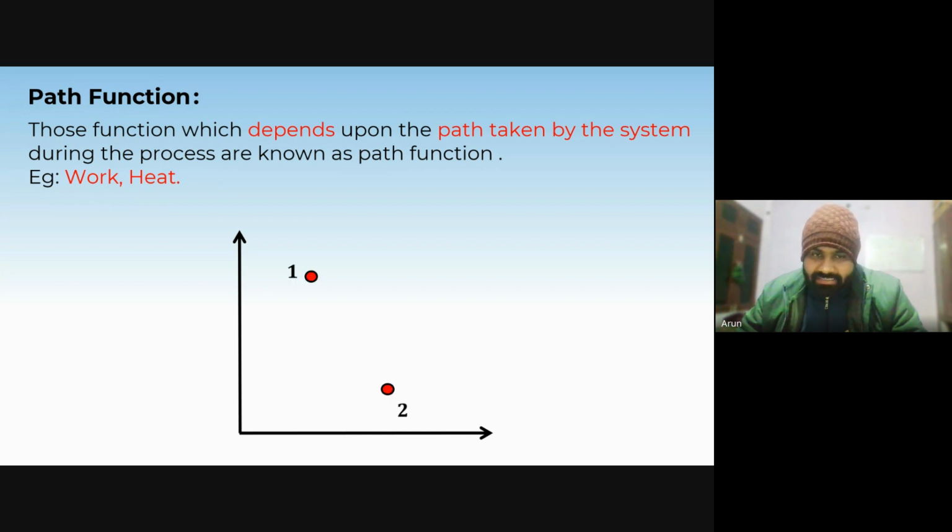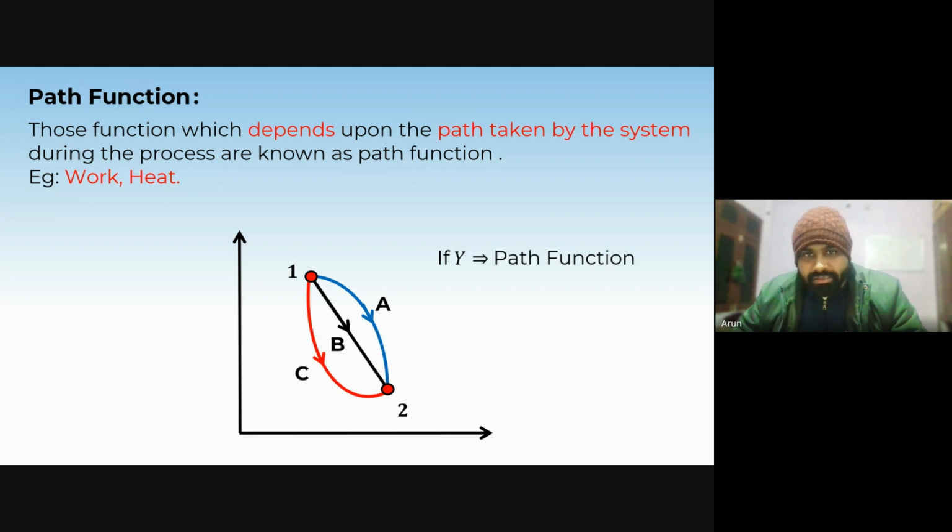This is state 1, this is state 2, and these are the paths that we have taken. Now, if y is the path function, then ya is not equal to yb and is not equal to yc, because now y depends on path. So a is a different path, c is a different path, b is a different path. Got it? I hope you are clear with these two functions, path function and state function. Any kind of doubt you can ask anytime.